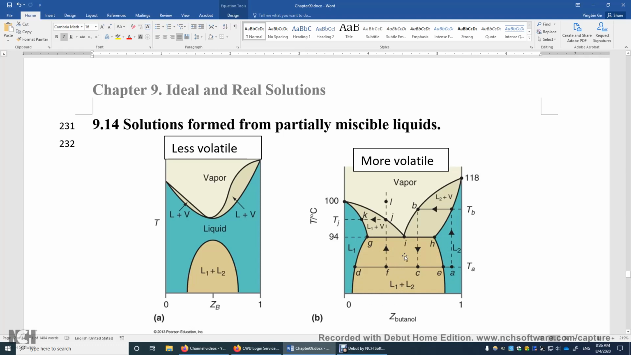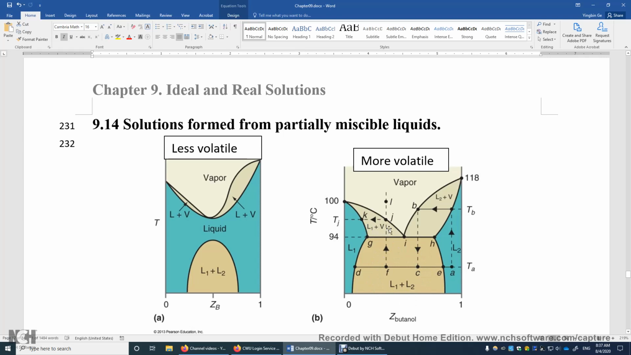You can imagine if we try to mix chloroform and water together, you're going to get two liquid phases. One is chloroform that dissolves a little bit of water. The other is water that contains a little bit of chloroform. So that's this L1 plus L2, two liquid phases.